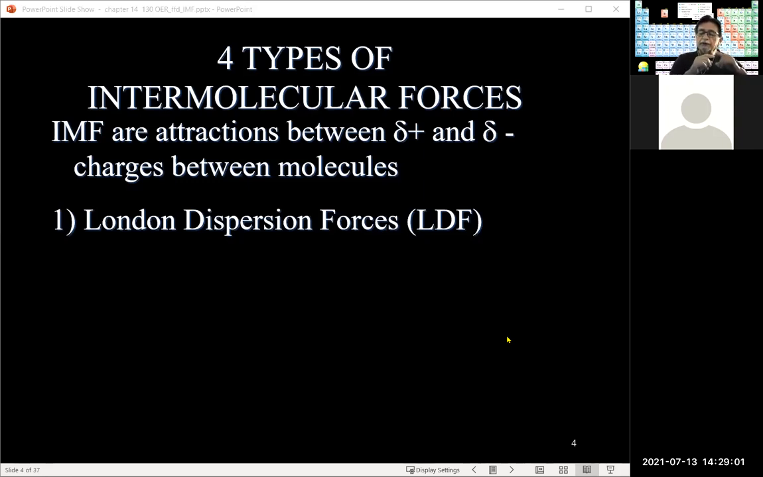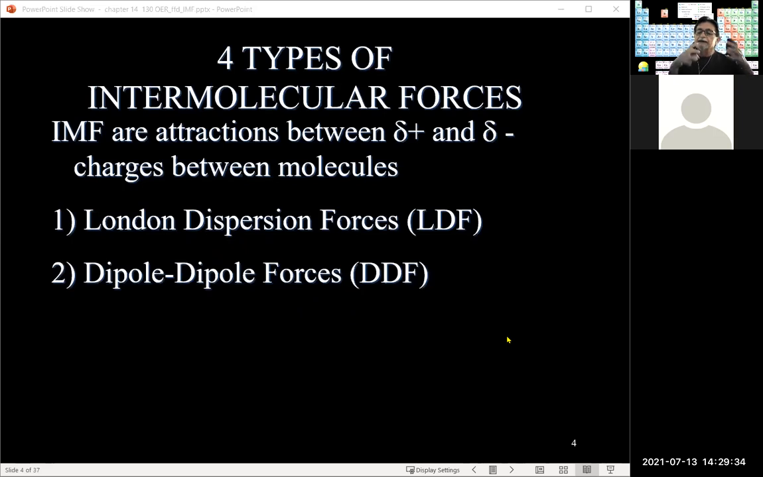All non-polar, excuse me, let me restate that. All non-polar molecules, the only force they have is London dispersion forces. Okay, let me repeat that. All non-polar molecules have London dispersion forces. So that means go back and review how to determine whether a molecule is polar or non-polar. Okay, because that's going to determine what type of force they're going to be affected by.